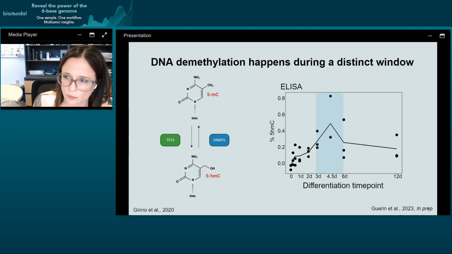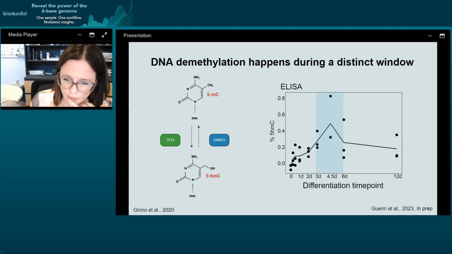And the major observation that we made is that we observe a very strong increase in hydroxymethylation that peaks at around 4.5 days, that eventually resolves and goes back to sort of baseline levels at 12 days. So we were kind of surprised by this, given all of the different types of changes that are happening at the different types of regulatory elements that I mentioned that exhibit these different temporal behaviors.